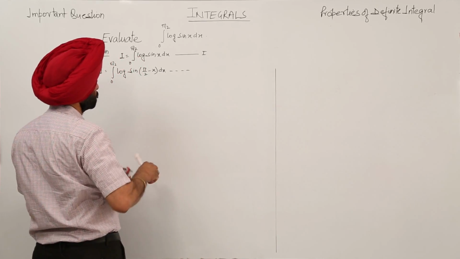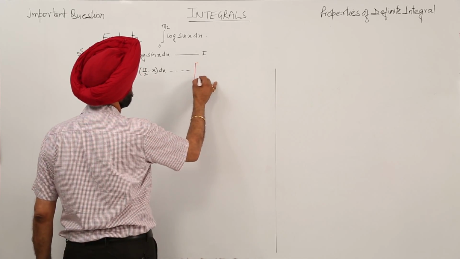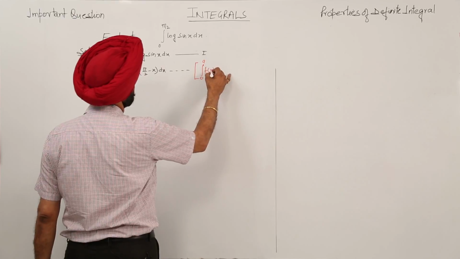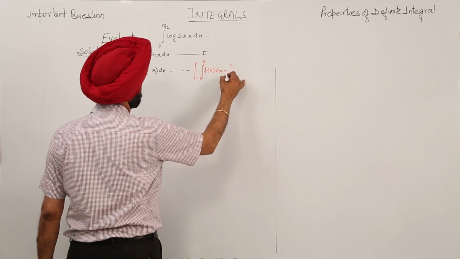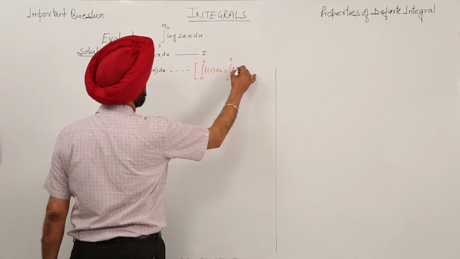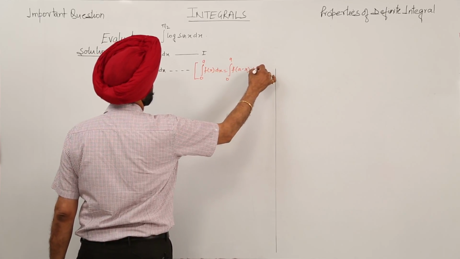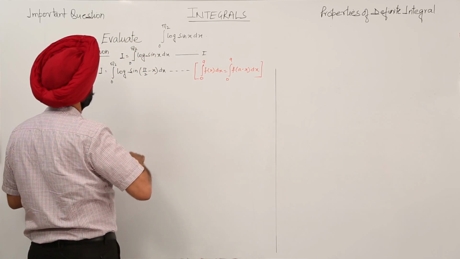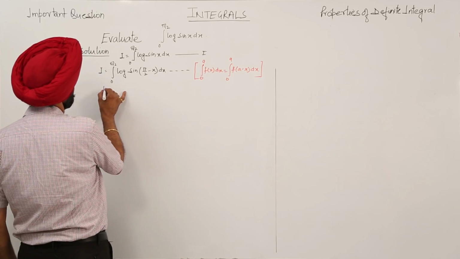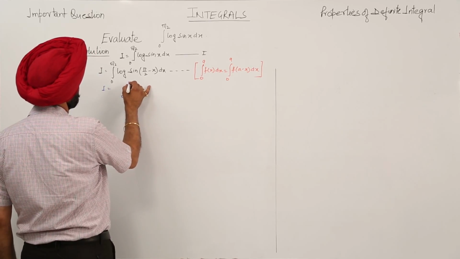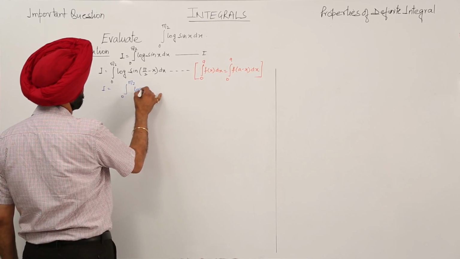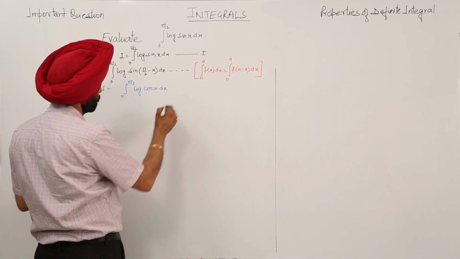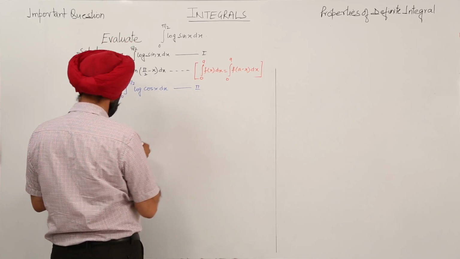Which property have we used? We have used 0 to a f(x) dx is equal to 0 to a f(a minus x) dx. Now this becomes 0 to pi by 2 log cos x dx. Let this be equation 2.